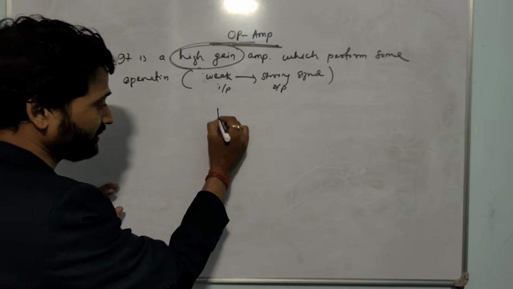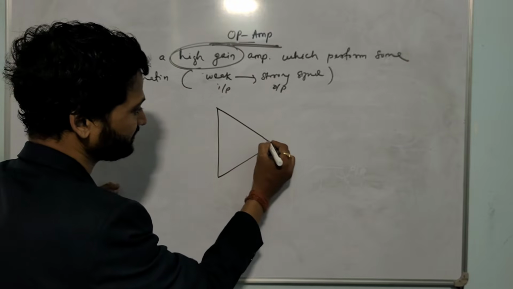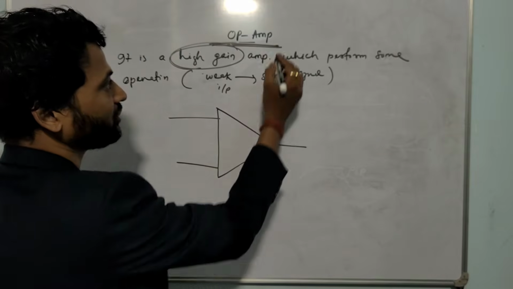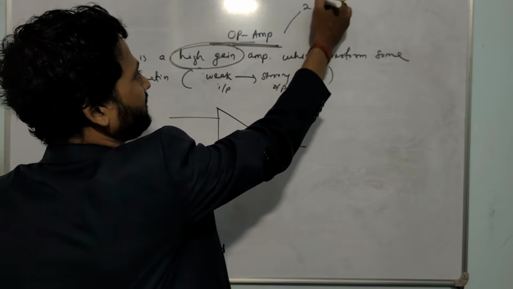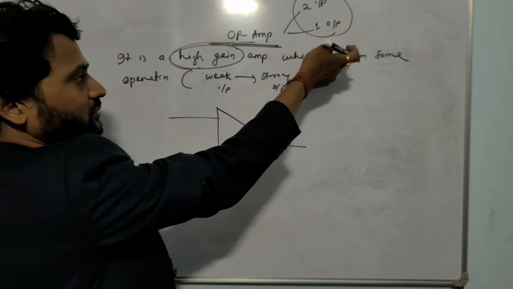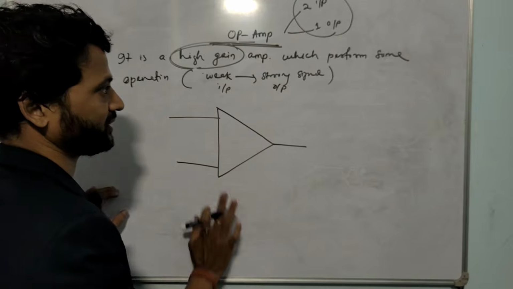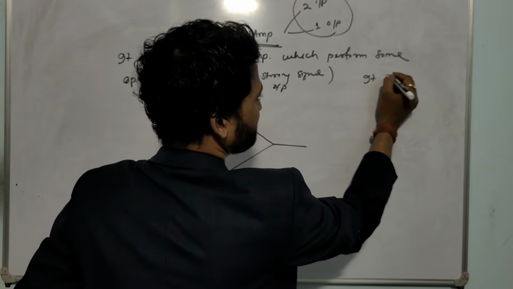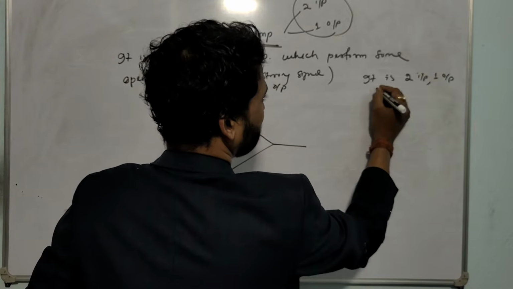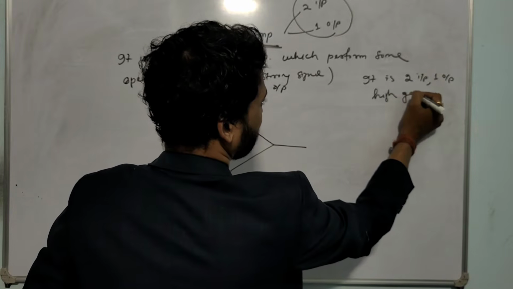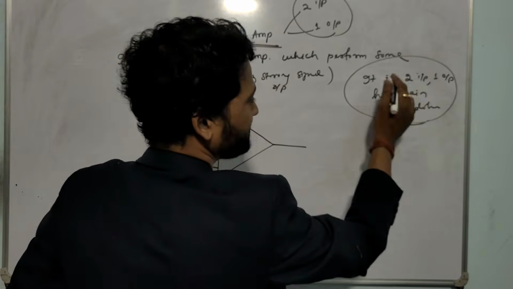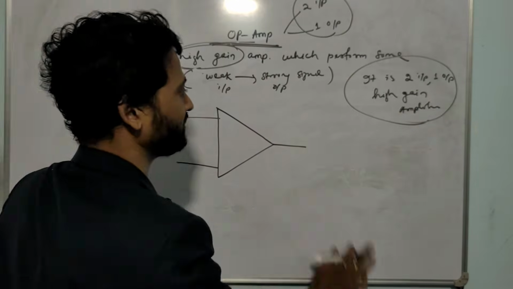Now see the constructional diagram. An OPAMP has two inputs and one output. Here I'm marking two inputs and one output. In another way you can define it as a two input, one output, high gain amplifier. In simple language you can write it down: it is a two input, one output, high gain amplifier.